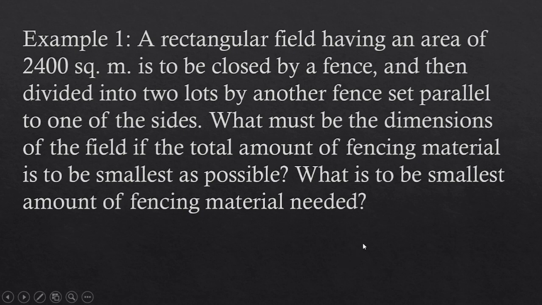So, example: a rectangular field having an area of 2,400 square meters is to be enclosed by a fence and then divided into two lots by another fence set parallel to one of the other sides. What must be the dimensions of the field if the total amount of fencing material is to be as small as possible? So it is obvious here that we are going to minimize.